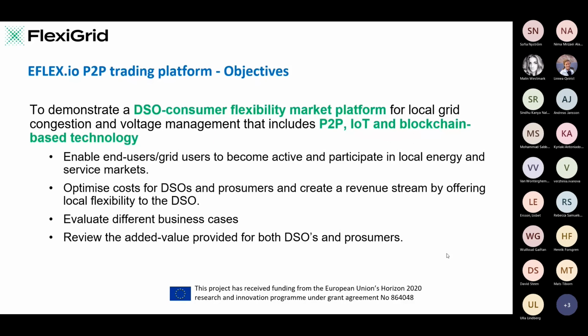So the end user or grid user can actively participate in the local energy market, not only as a consumer anymore, not only as a prosumer anymore, but as a market player. Also, the DSO can optimize the cost and the prosumer as well, and they can even create a new revenue stream instead of only paying monthly to the energy supplier. And of course, we will do the testing and validate the concept for that.